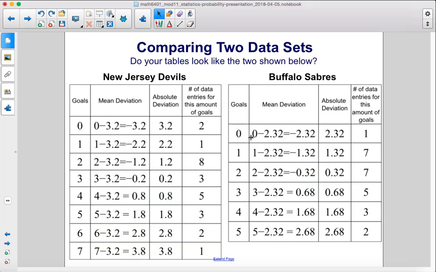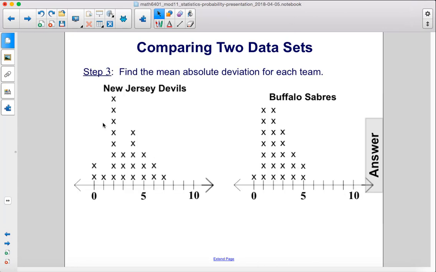Do your tables look like the 2 shown below? Yes, they do. So let's move on. Step 3, find the mean absolute deviation for each team.